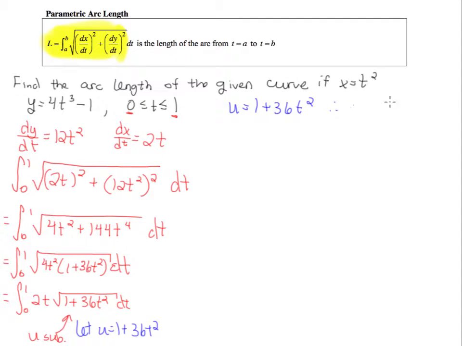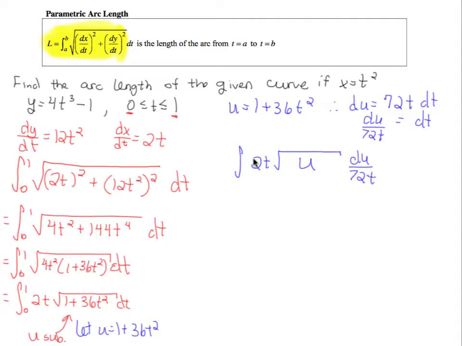Then I take the derivative of u and solve for dt. And then I'm going to substitute into my original evaluation problem u in place of that 1 plus 36t squared, and in place of dt, du. Simplifying down, I end up with a constant of 1 over 36 times u to the 1/2 du.